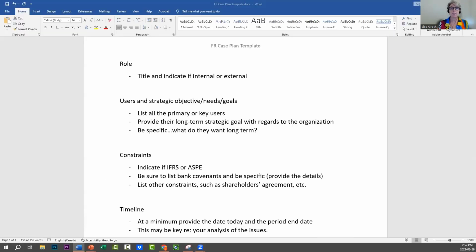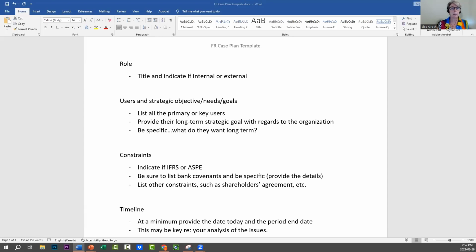So this is the case planning template for financial reporting. You'll notice that you start by listing your role and indicating if it's internal or external. Remember, that ties into your ability to communicate appropriately with the client. Then you list the users and their strategic objectives, or their long-term needs or their goals, and remember, primary users only. And you need their goals because their goals drive what they are going to do in the future.